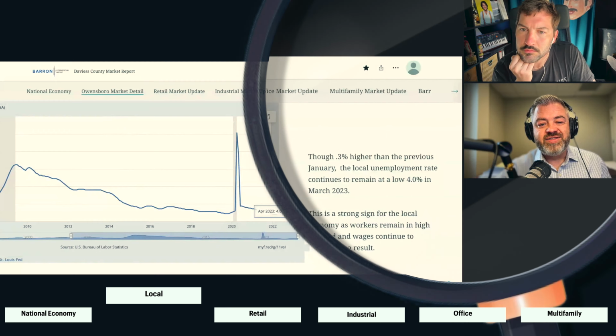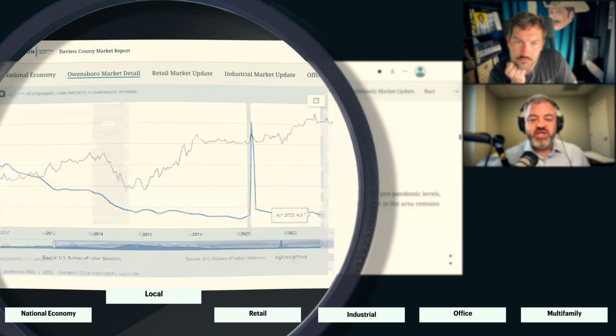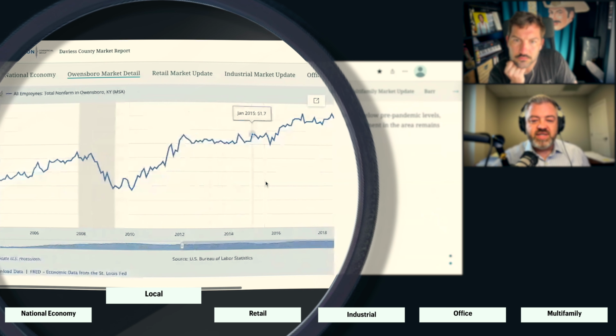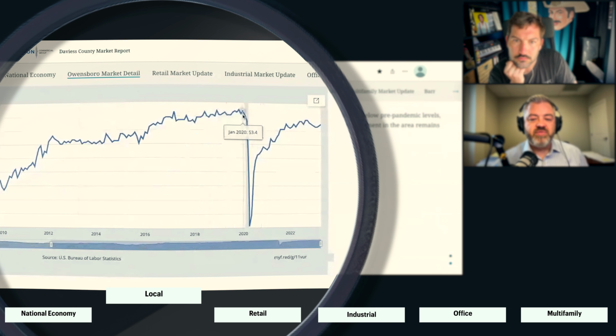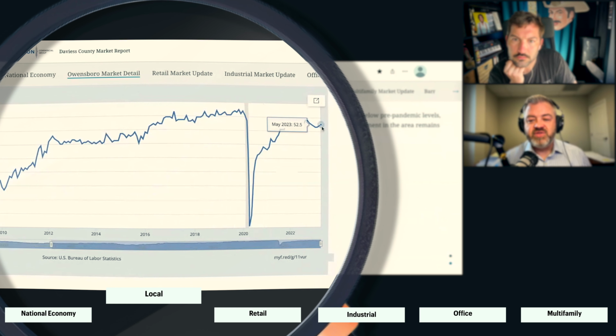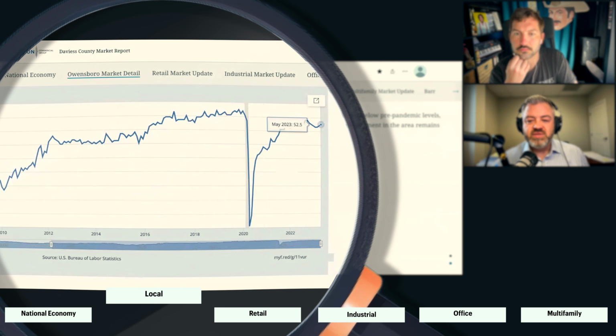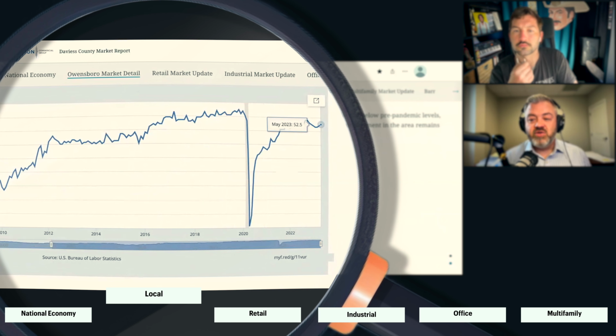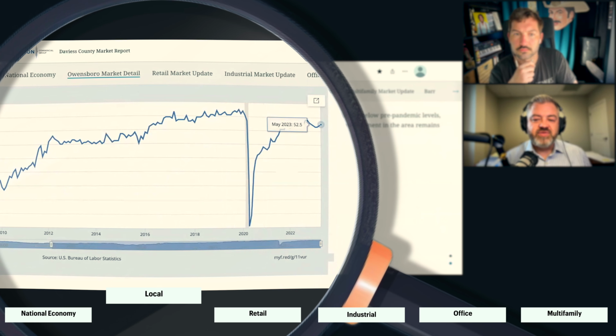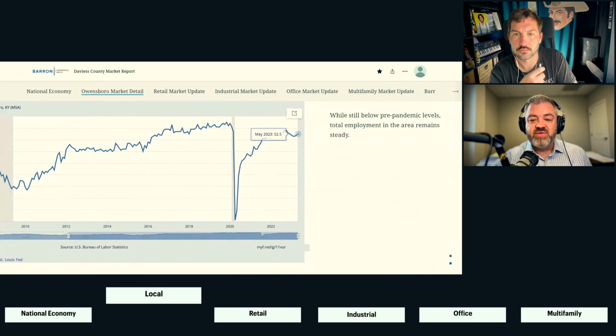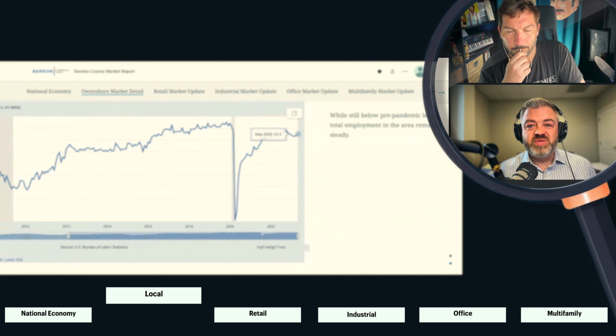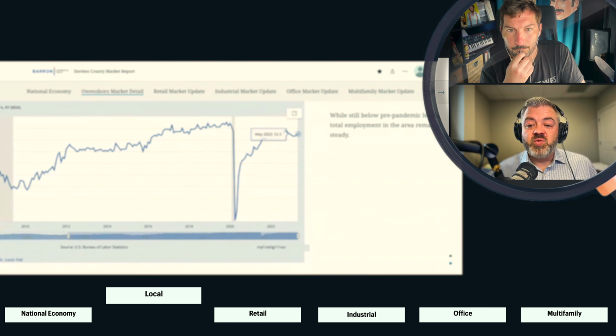When we look at total non-farm jobs, we can see that going into COVID, there were about 43,400 jobs in Owensboro. And right now, there's 52,500. So we have 900 fewer people working in Owensboro than we had going into COVID. We're still not back to pre-pandemic levels. A lot of that is because companies were forced to become as efficient as possible, and they're doing more with fewer people. That's a trend we see all over the United States.